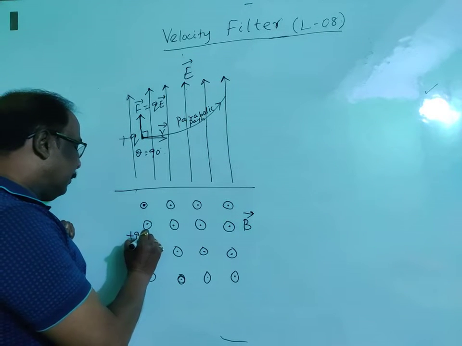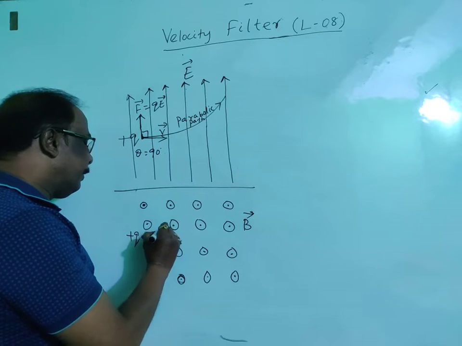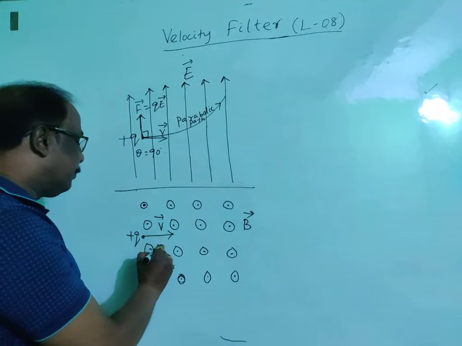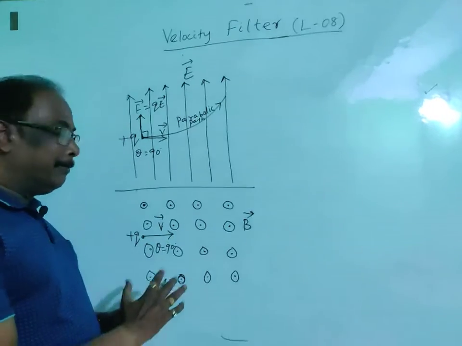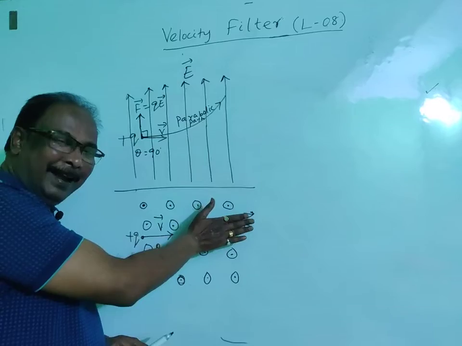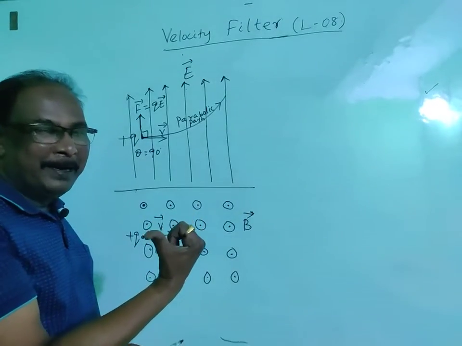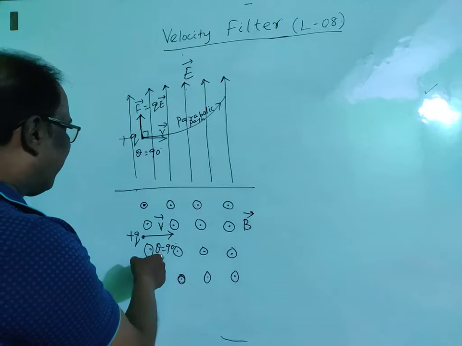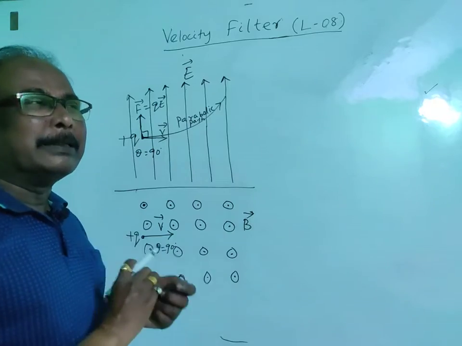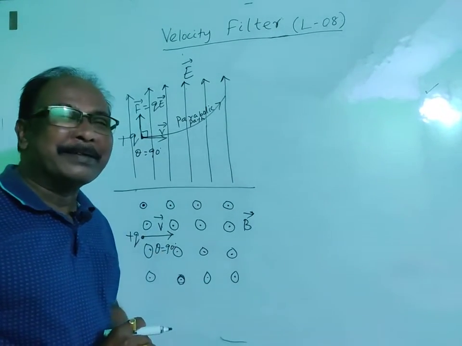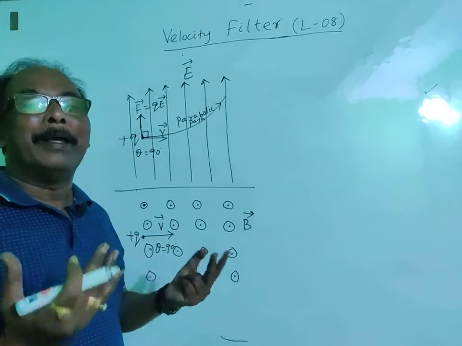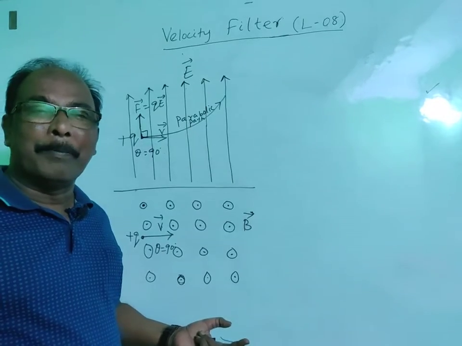Suppose now a positively charged particle is projected into the field with a velocity v. Here also, the angle between the magnetic field and velocity is 90 degrees. The magnetic field is outward, perpendicular to the plane, and the velocity is parallel to the plane. As we discussed in previous lectures, if a charged particle is projected at 90 degrees to the magnetic field, then it follows a circular path.